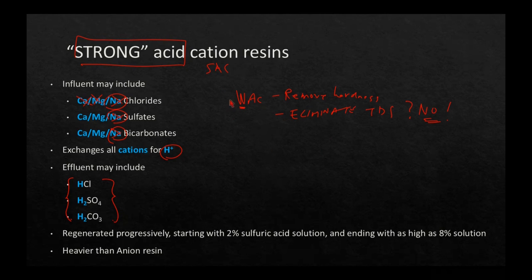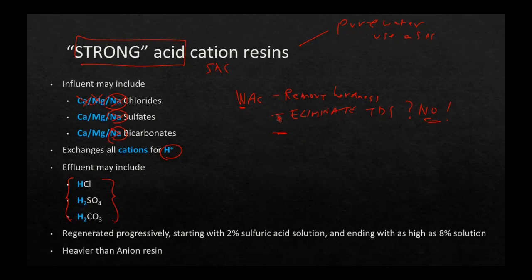Now, why would we use a WAC instead of a SAC? Well, first of all, we're going to use the SAC if we want zero TDS, if we want pure water, then we have to use a SAC unit. And so we find this in generating stations and things like that. But if you're working in a SAGD plant, we don't really care too much about the purity of the water. You just want to make sure it's got no silica and it's got no hardness in it. So we can use a WAC and it'll let the sodiums through.